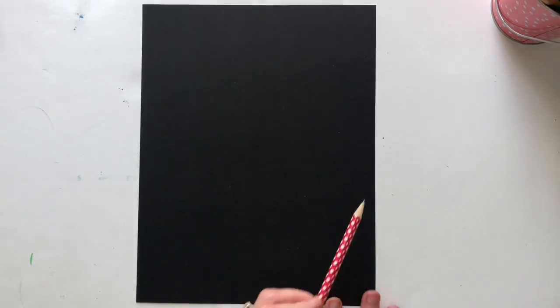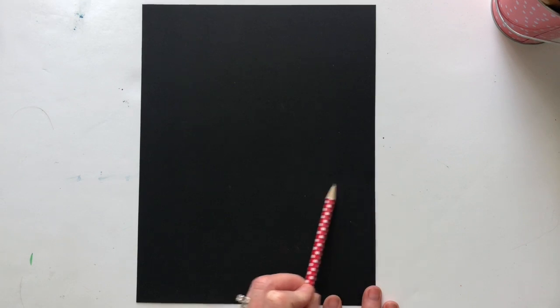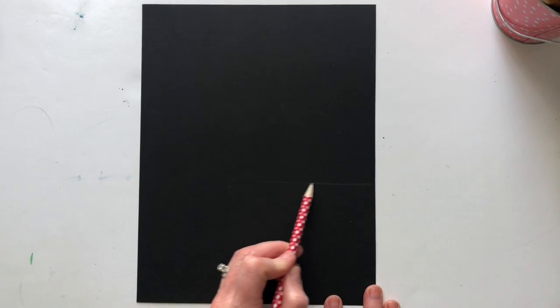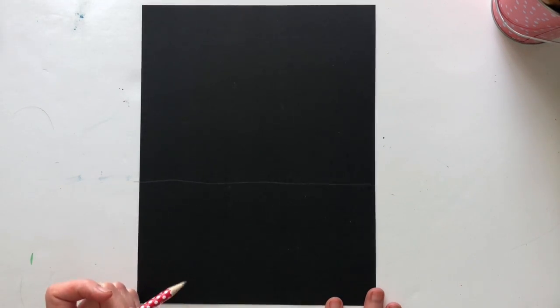It says you're going to start by drawing a horizontal line across your paper. This is for the tabletop. You might not be able to see this very well with my pencil on this black paper. Let's see. So I got my line.